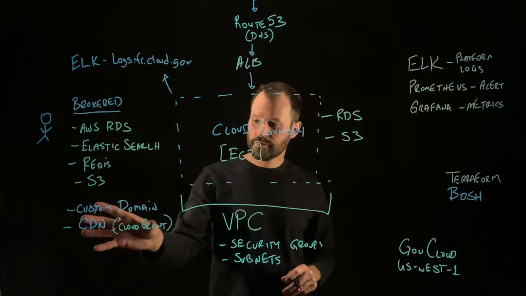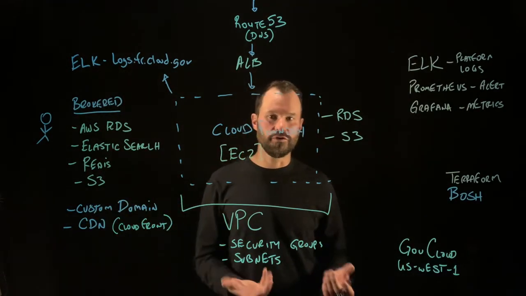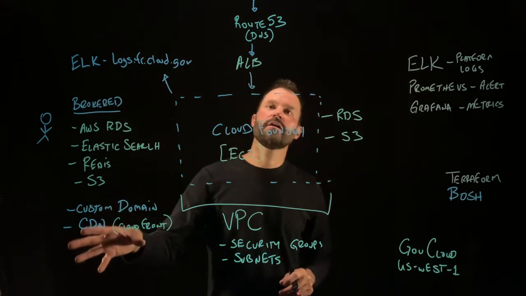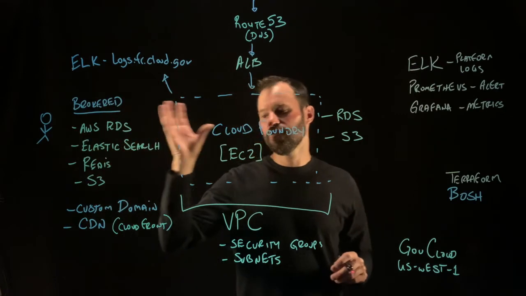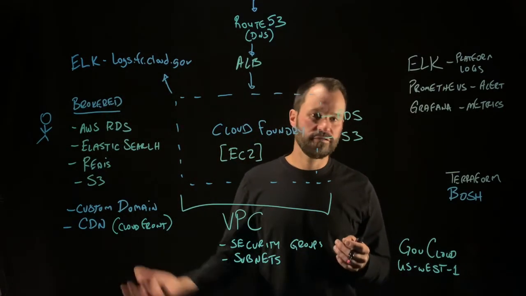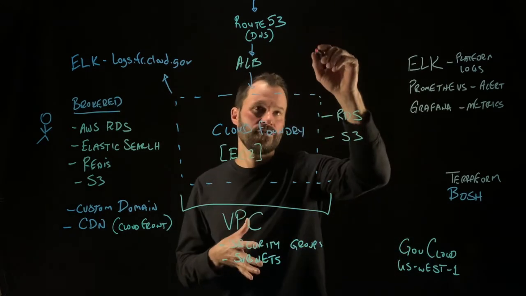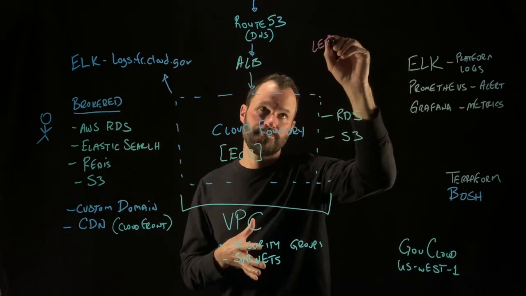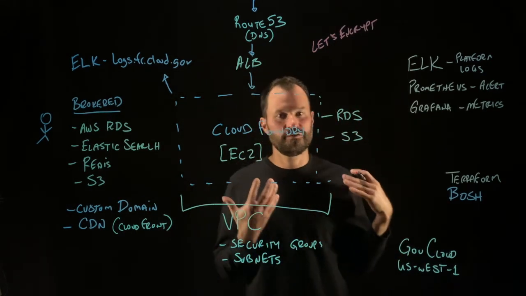Now, to round out the picture of what else these two services in particular use, there is another third party that is not Amazon that we rely on to allow you to bring your domains, whether it's a custom domain or a CDN, to Cloud.gov easily. And that service is called Let's Encrypt. Let's Encrypt is a third-party provider of certificates.